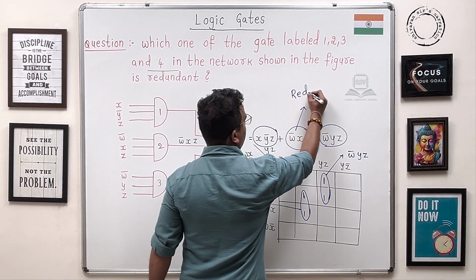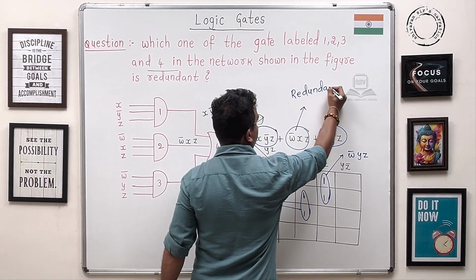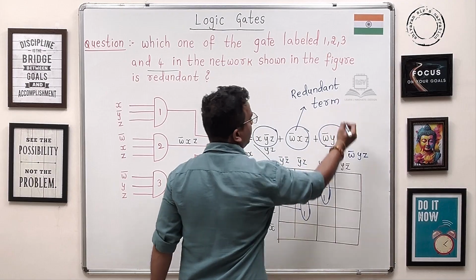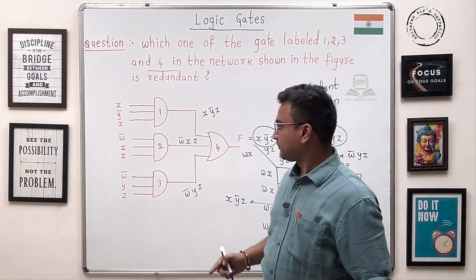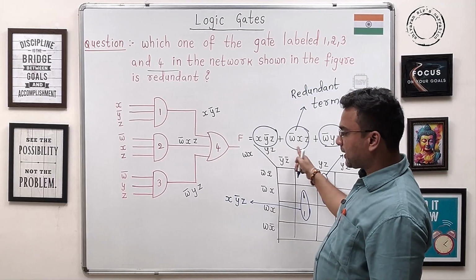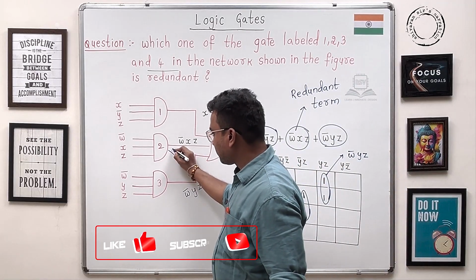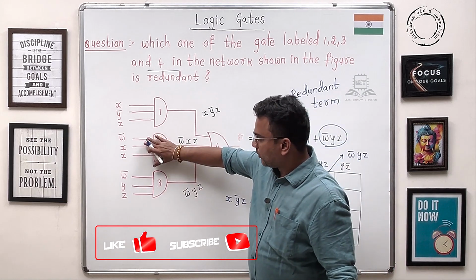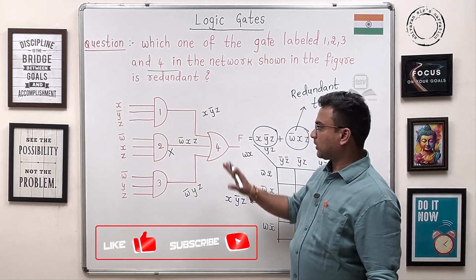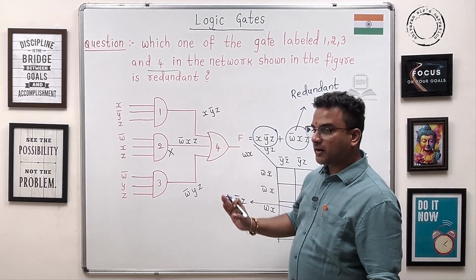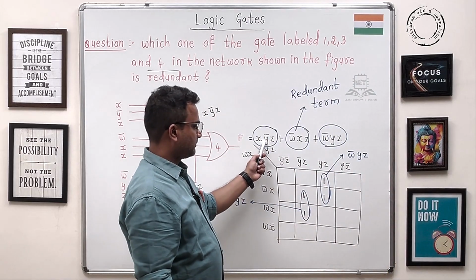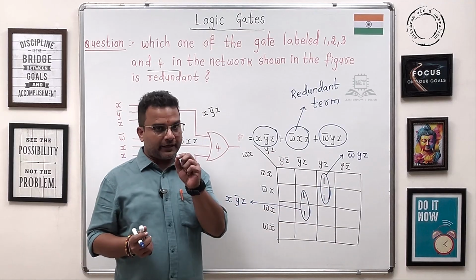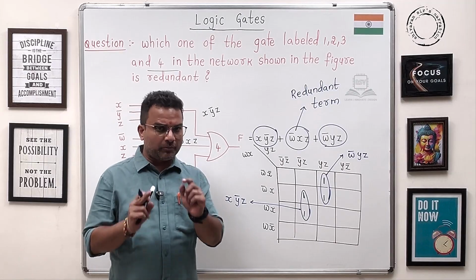Okay guys, and from which gate are we getting this redundant term? None other than gate number 2. This one, W bar XZ is the redundant term. This gate is not necessary. You just remove this, you connect it as it is, so that you will get XY bar Z plus W bar YZ. So in this way we can identify the redundant gate for any question, for any model.